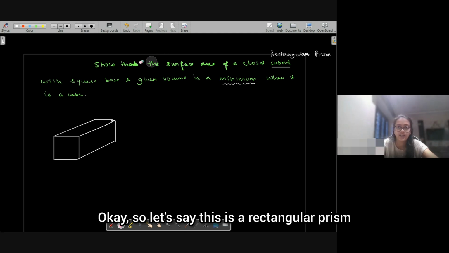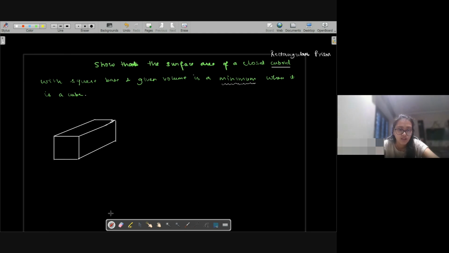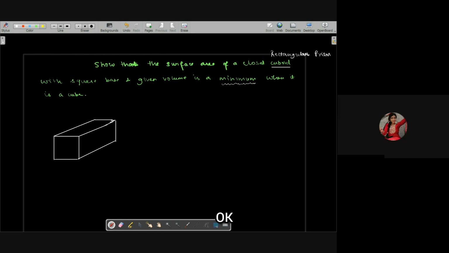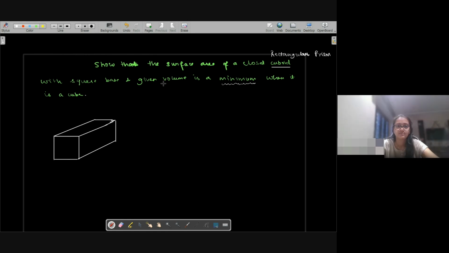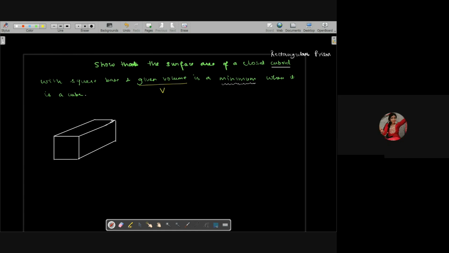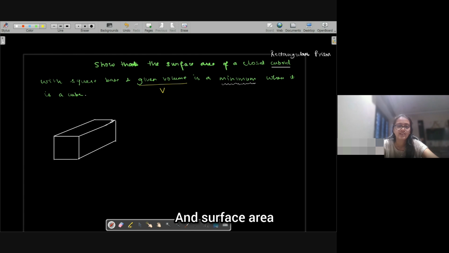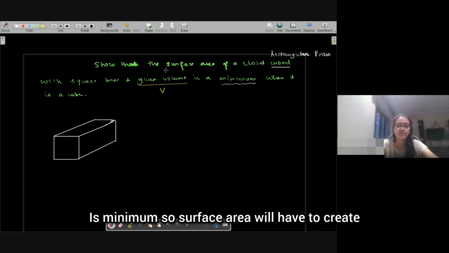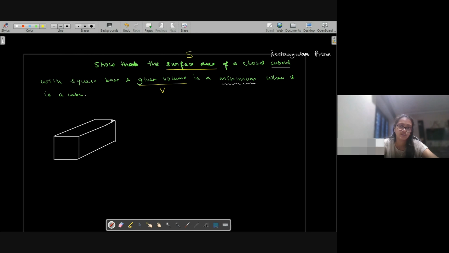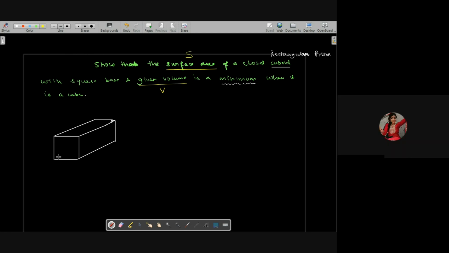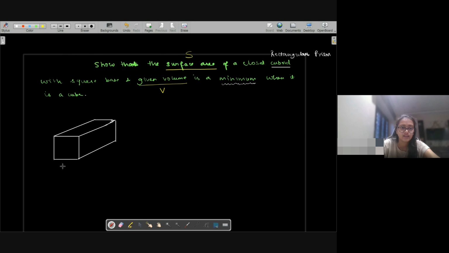So let's say this is a rectangular prism. Its base is a square, so the length and height you can take same, and this is the width. Now we don't have any variables, so we'll have to assign the variables. And volume is given, so that is fixed. Assign the variable v, and surface area is minimum. So we'll have to create a function for surface area. And then we have to take length, width, and height.